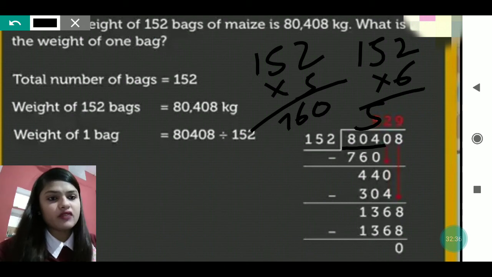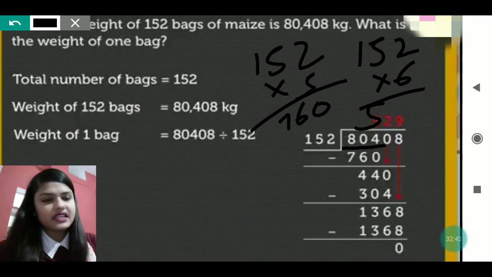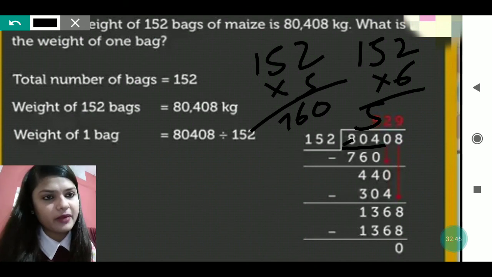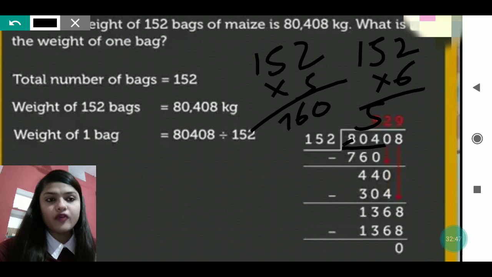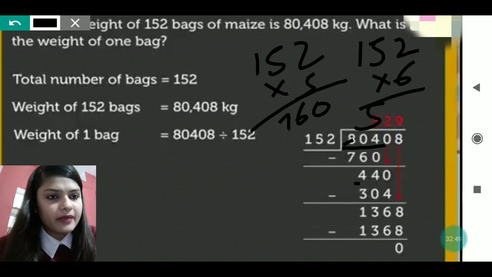So 4 minus 0 will be 4. 0 minus 6 is not possible, because 0 is lesser and 6 is greater. So it will take one carry. It will be 10. 10 minus 6 will be 4. So what have you got as remainder? 44. So you will write 44.